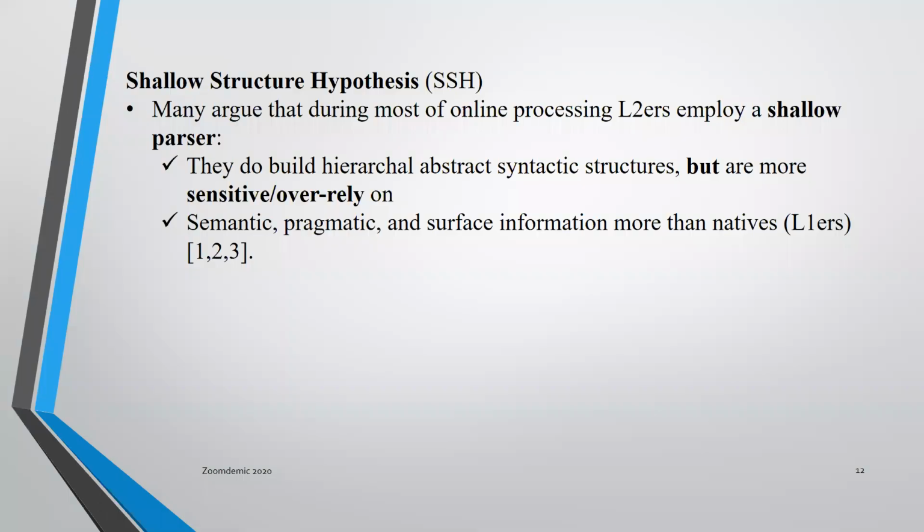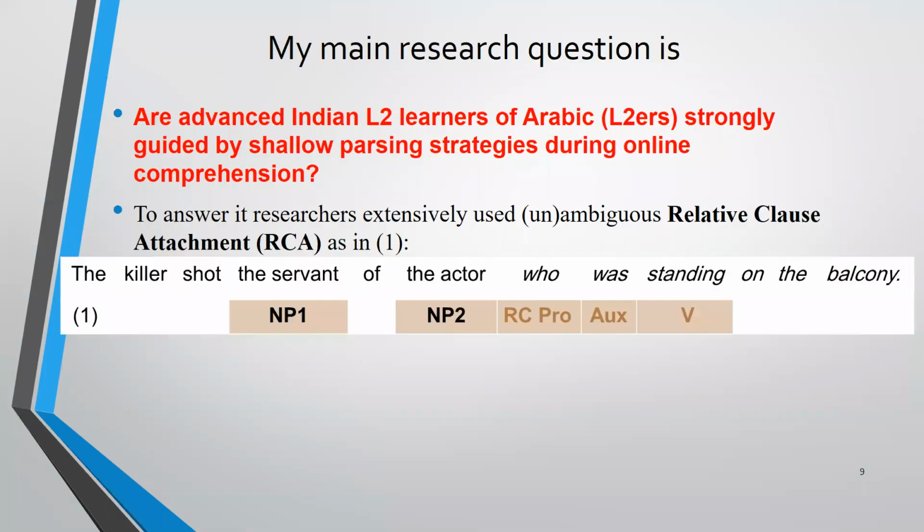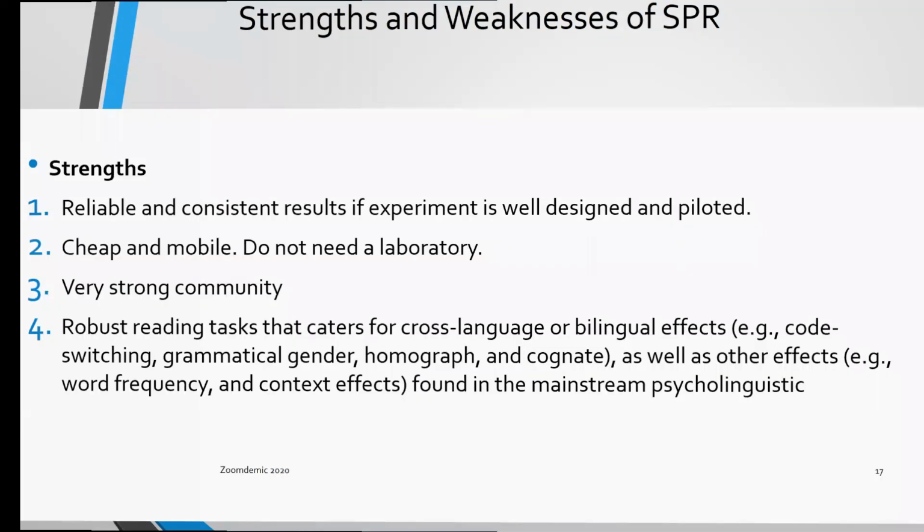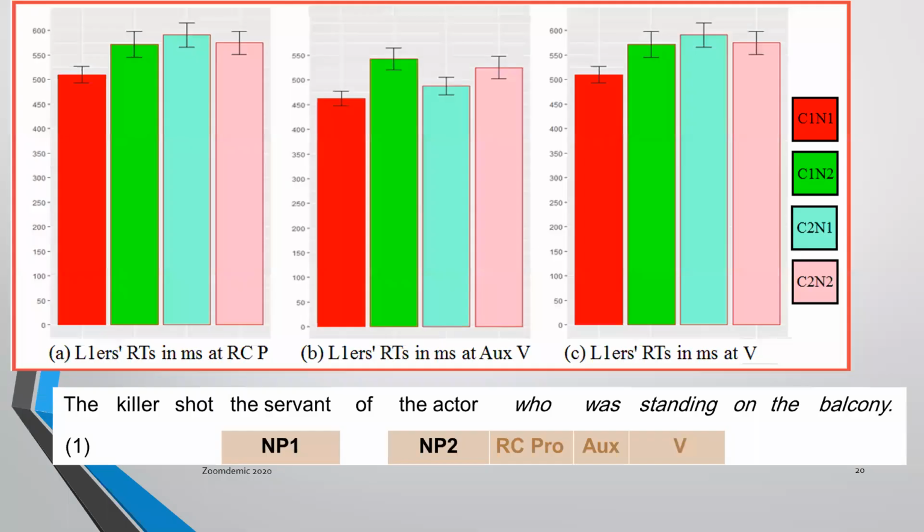Wait, am I going back or forward? They were not being heavily influenced by context. It was not determining their attachment. So this was the L1ers' responses, the reaction times. She wants to say that in Arabic, we can see there was no influence, but was there an influence in other languages? If you could shed some light on it.